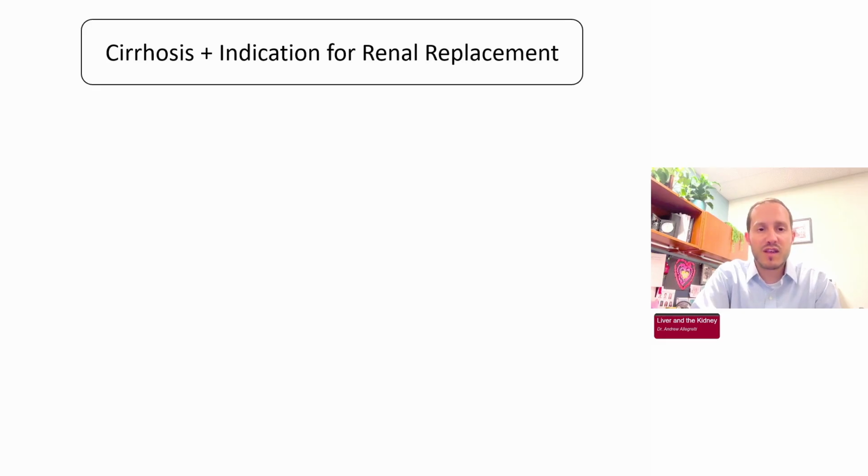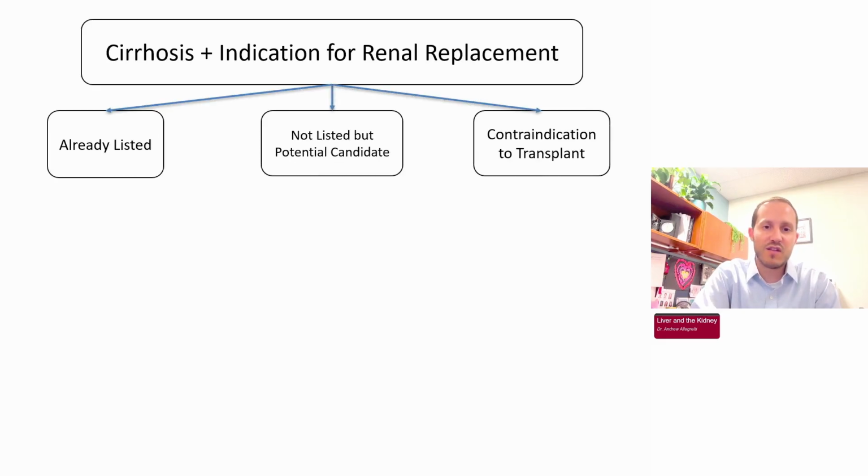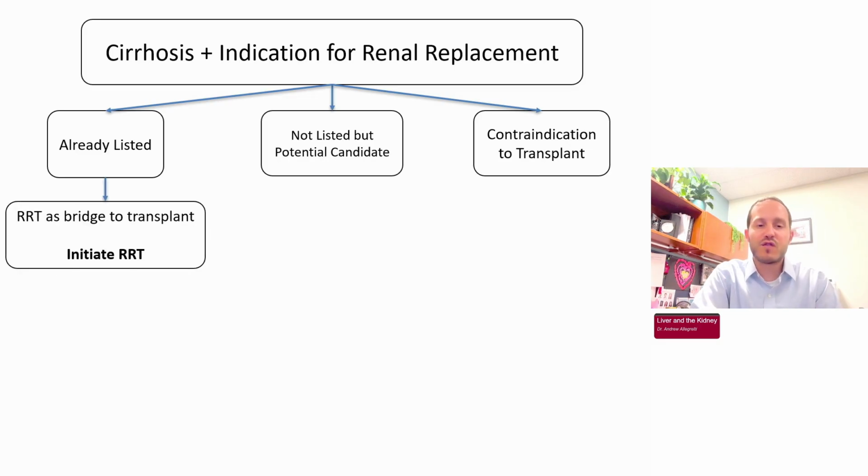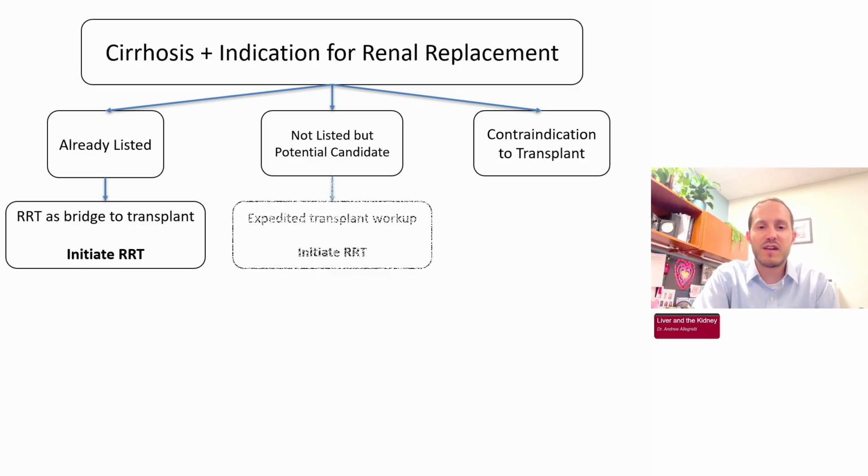In general, you can break them down into 3 buckets, and based on their transplant listing status, they're either already listed, they're not listed but maybe a candidate, or there's a clear contraindication to transplant. The first group is easy. We typically start renal replacement therapy as a bridge to transplant. The second group tends to be straightforward up front, where you're expediting a transplant workup, and then hopefully they'll get shunted over to the good side.